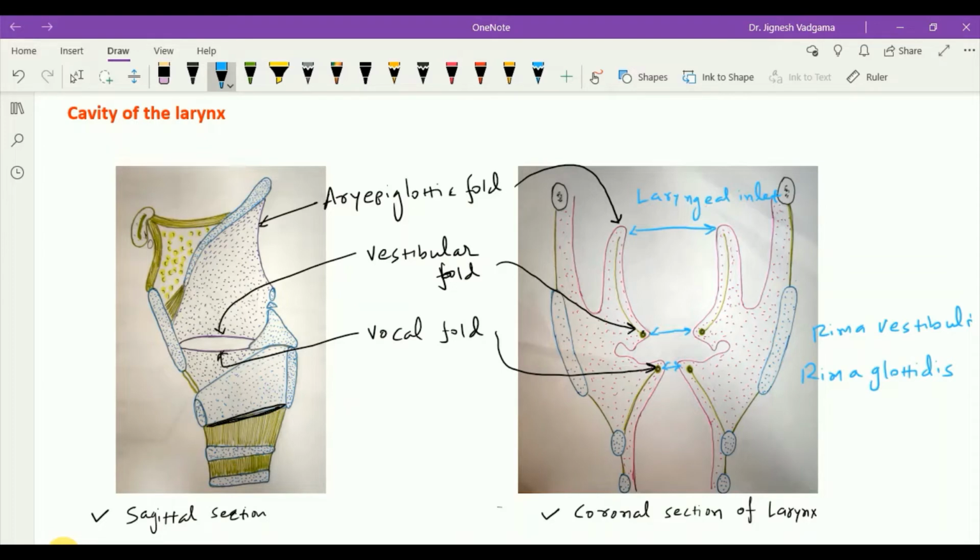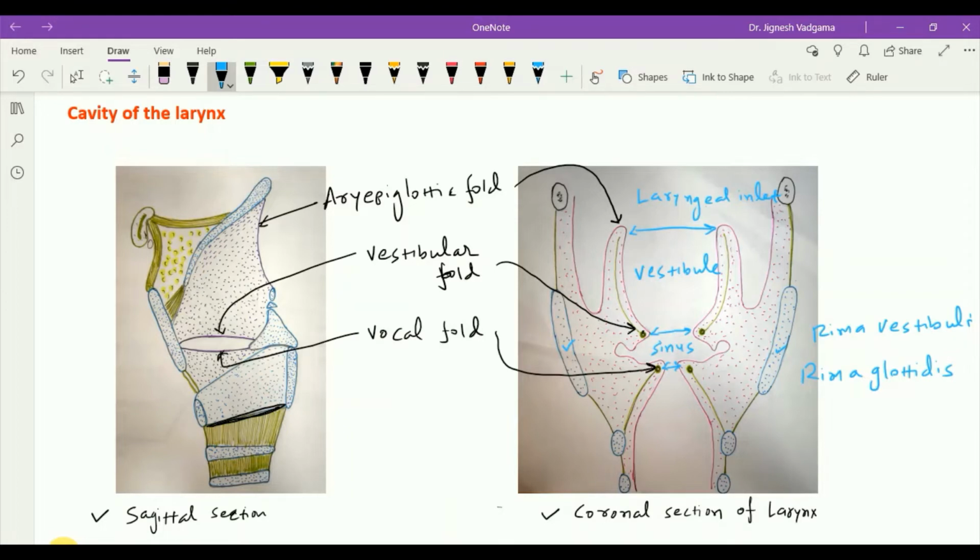Now these three folds within the interior of the laryngeal cavity subdivide the laryngeal cavity into three subdivisions. The space between the laryngeal inlet and the rima vestibuli is called the vestibule of the laryngeal cavity. The space between the rima vestibuli and rima glottidis is called the sinus of the laryngeal cavity, and this sinus extends towards the thyroid cartilage, one on each side, because of the absence of the quadrate ligament as well as the cricovocal ligament at the site of the sinus.